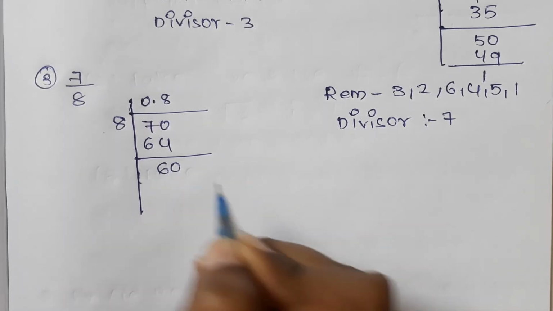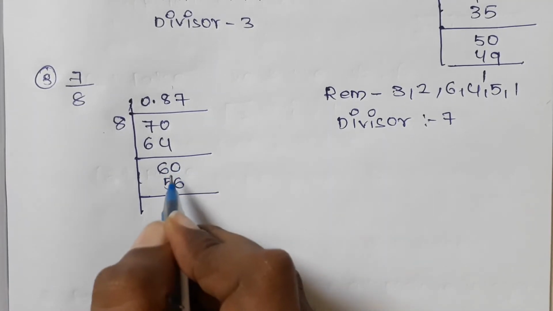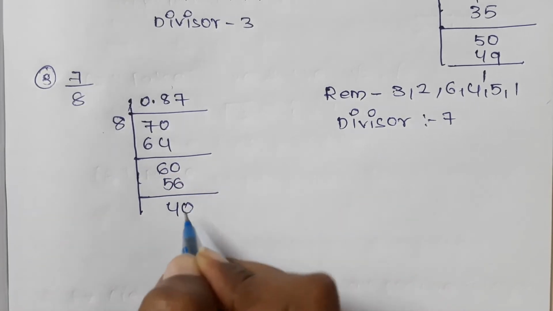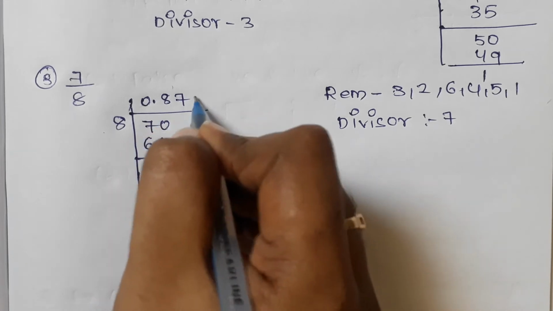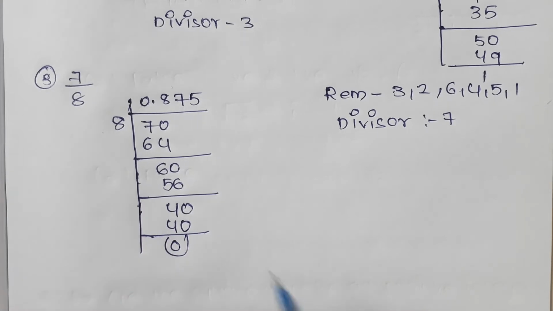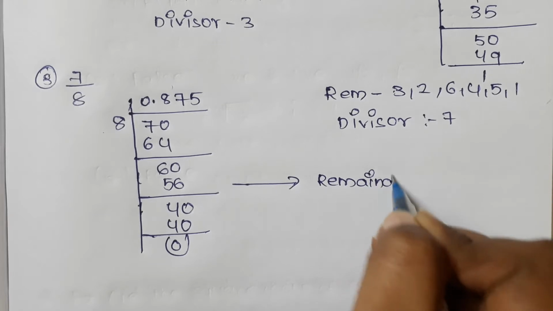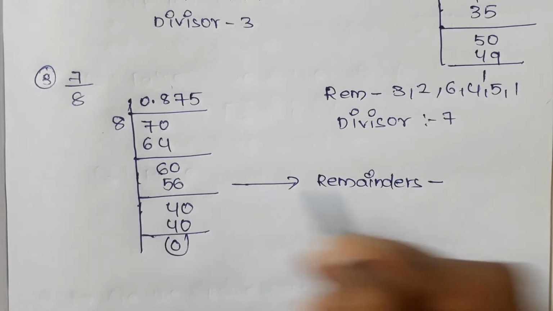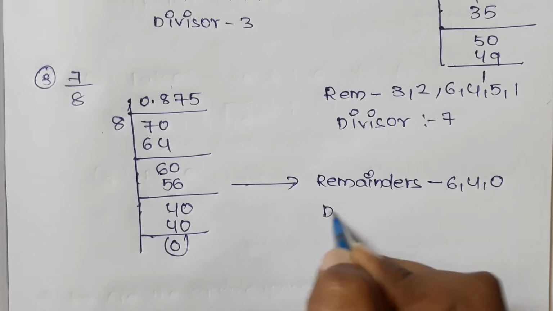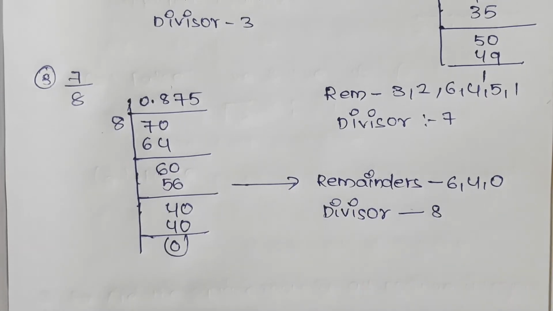And again 0, 8 7s are 56. And here 60 minus 56 is 4. And we should keep 0. And now 40 is divisible by 8. So 8 5s are 40. Here we get remainder 0. For this, the remainders we get are 6, 4 and 0. And the divisor, as already known, is 8.